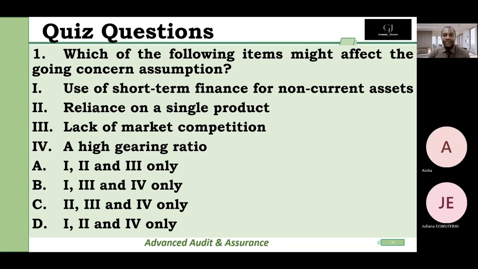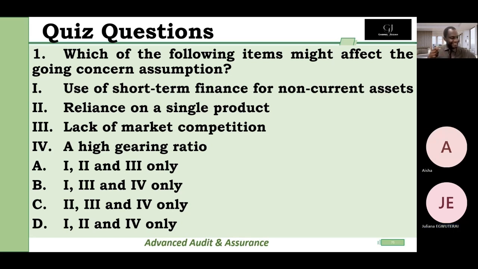Okay, so which of the following items might affect going concern status? Use of short-term finance for non-current asset, reliance on a single product, lack of market competition, a high gearing ratio. Take your pick. Is Julie there? Yes, she's there. Julie, it's confusing. I shall even see how it's connected to going concern anyway.